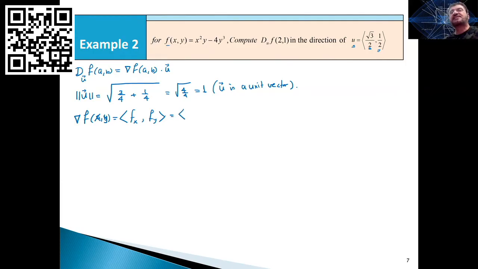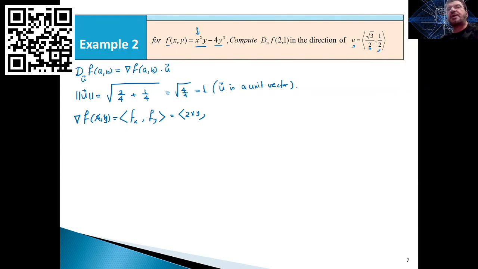All right, what's fx now? Let's go back to the function. What's the partial derivative of this with respect to x? The derivative of x squared is 2x, and we don't touch the y because we treat y as a constant. Now, what's the derivative of this one with respect to x? That's a 0, right? So done.